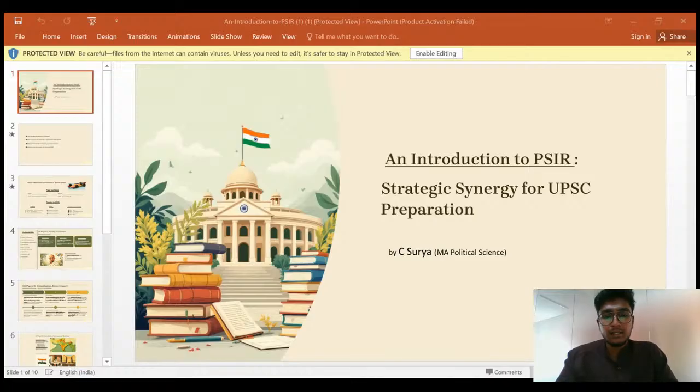When it comes to mains, there are two papers, right? In paper one and paper two, totally 500 marks. In that 500 marks, on an average, each candidate who got selected in the UPSC list gets 275 marks, which is comparatively higher than other optional subjects. This is a peculiarity of this PSIR. On an average, this is 275.